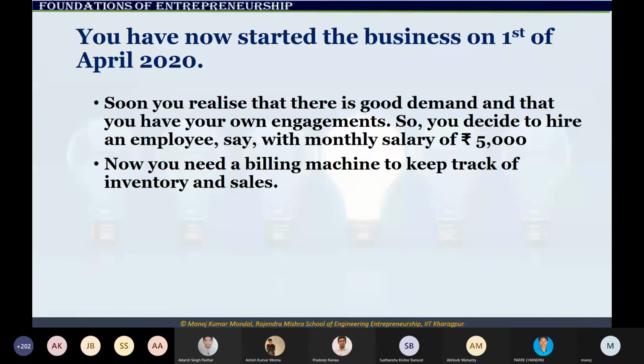Right. You have now started the business on 1st of April 2020. Not 2020, today. Whatever, let it be 2020, otherwise every time I'll make unnecessary references. This is based on previous semester's data. I did not change it because the financial year is still not over. This financial year will be over on 31st of March 2021, so that data remains valid.